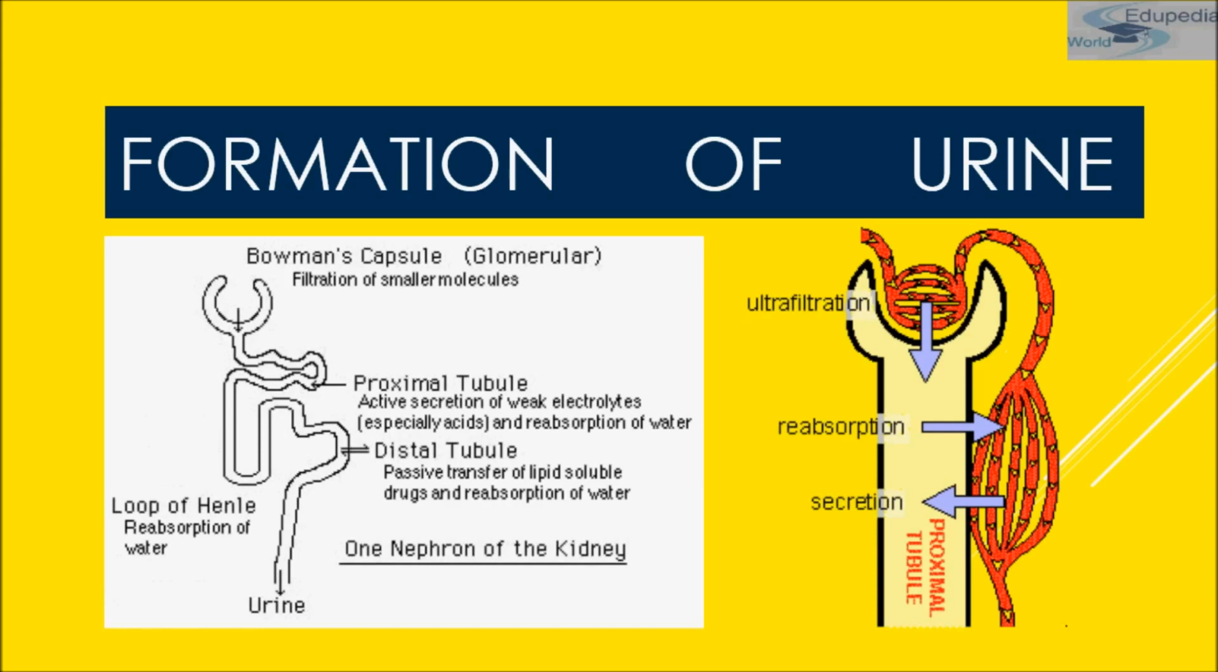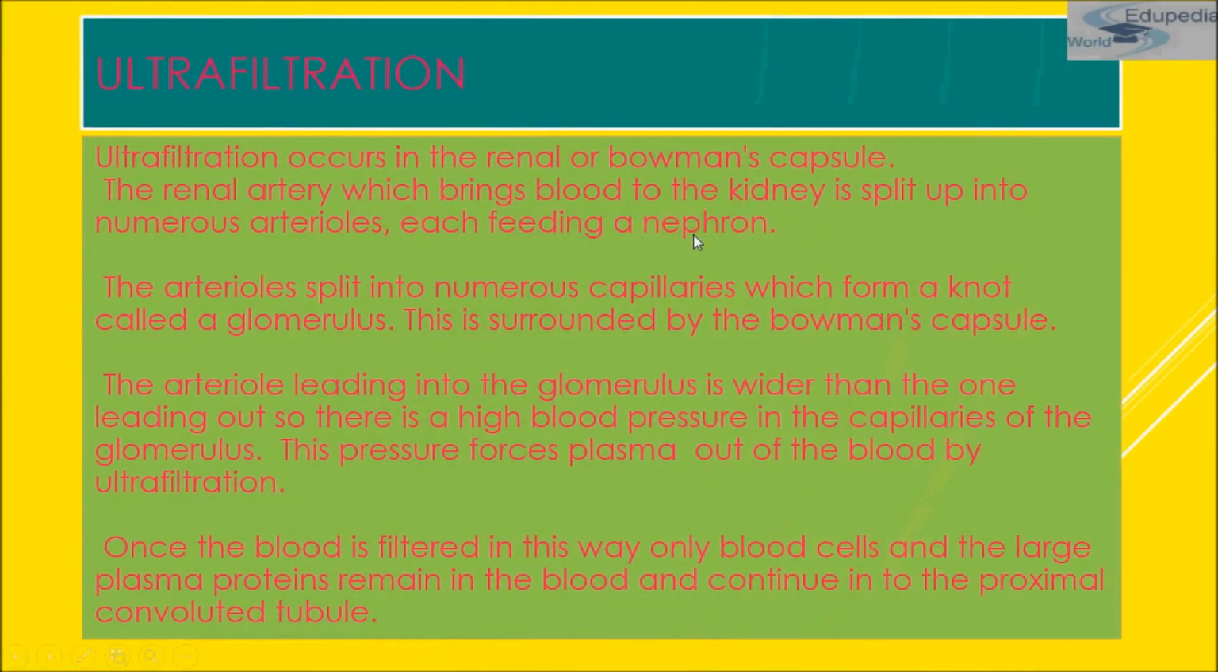So this was a summary of the 3 steps of the formation of urine. Now let's see in detail. What is ultrafiltration? I have told you that the mechanism of urine formation takes place in 3 steps. First is ultrafiltration, second is reabsorption, and third is tubular secretion. Now comes ultrafiltration. Ultrafiltration, as I have told you, takes place in the Bowman's capsule.